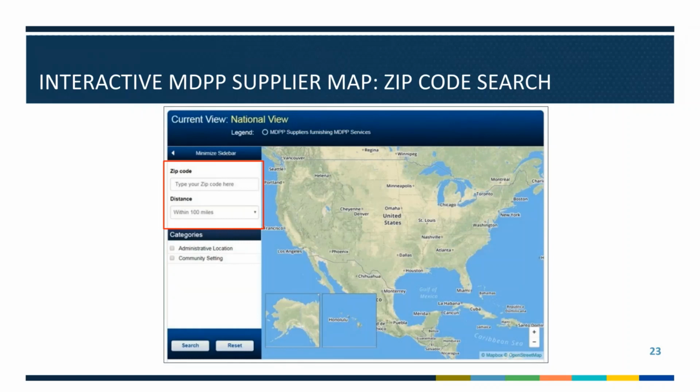In the sidebar, on the left side of the map, type in the ZIP code you want. Use the menu to specify a distance of 25, 50, 100, 250, or 500 miles from that ZIP code. For this example, we selected ZIP code 72712, Bentonville, Arkansas, and searched for MDPP providers within 25 miles. You can check the box for either administrative location, which is the supplier's office, or community setting where the program is held, if you want to narrow your search. If you want to see all results, you do not have to check the boxes. So let's search.